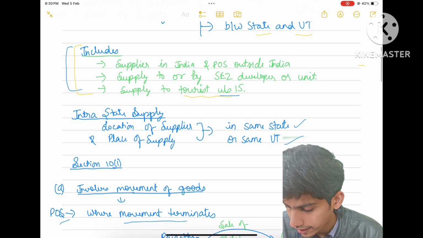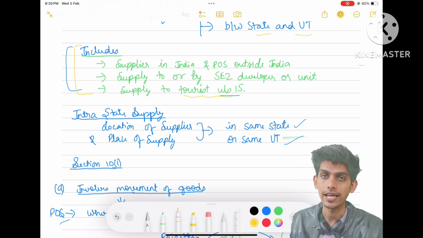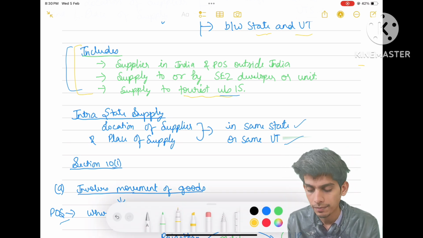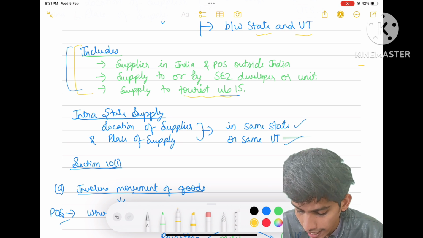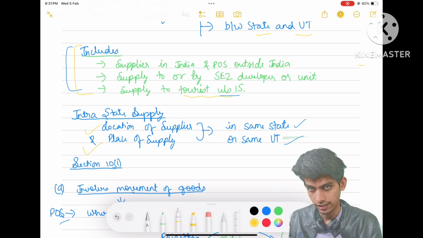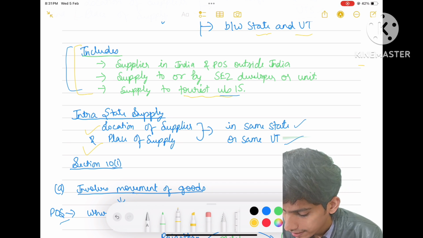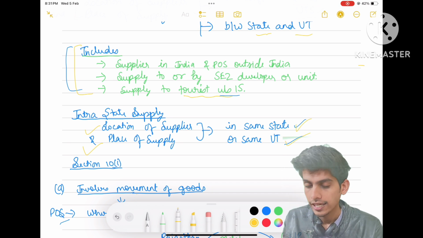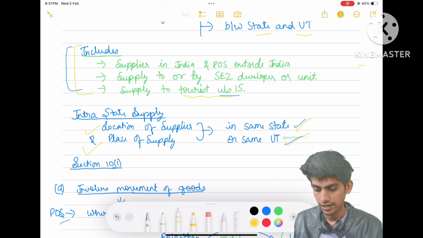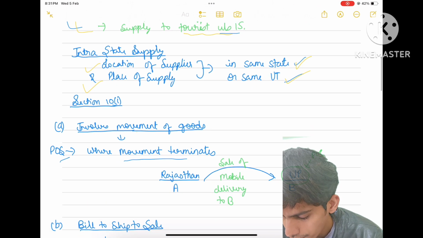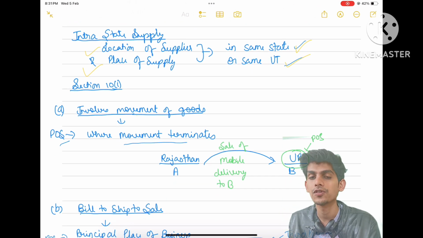Going forward, now the definition is of intrastate supply. So intra is just the opposite of what we have studied in interstate supply. If the supplier's location and place of supply both are in the same state or same UT, then it will be considered as intrastate supply. Simple.